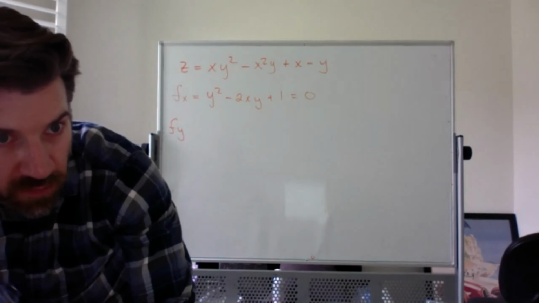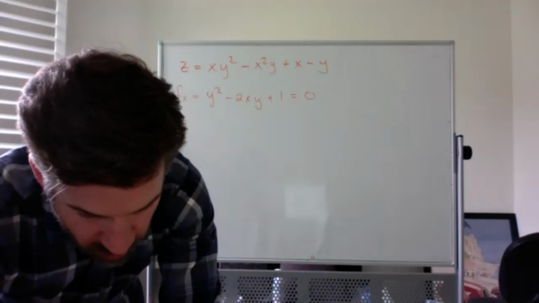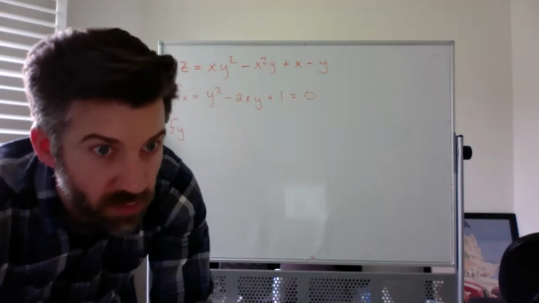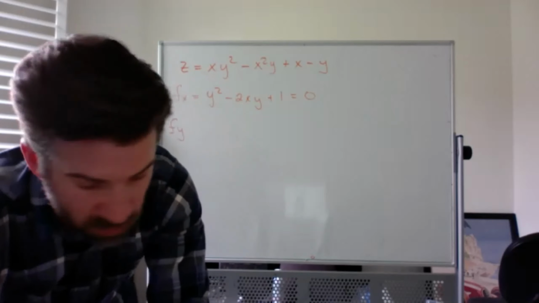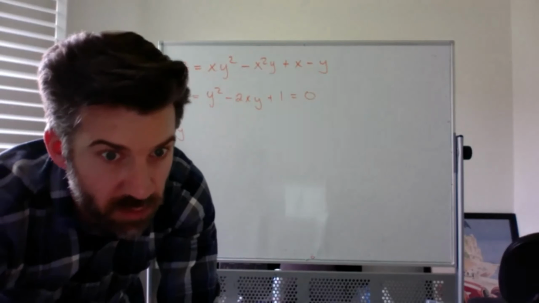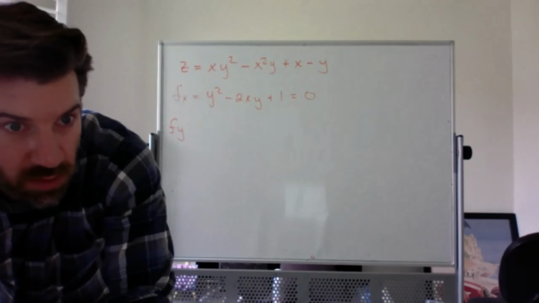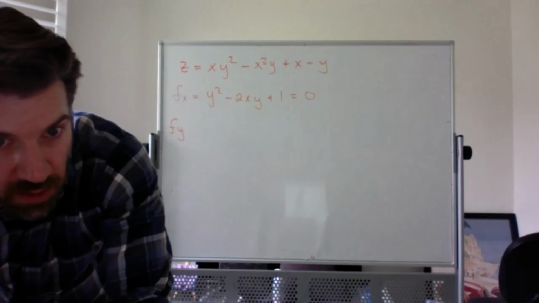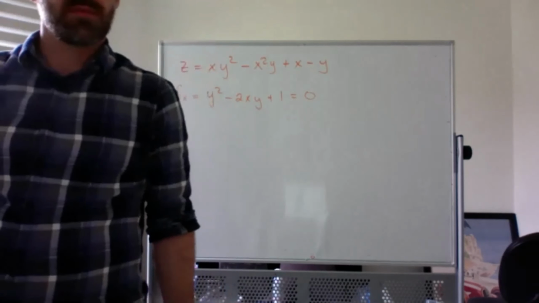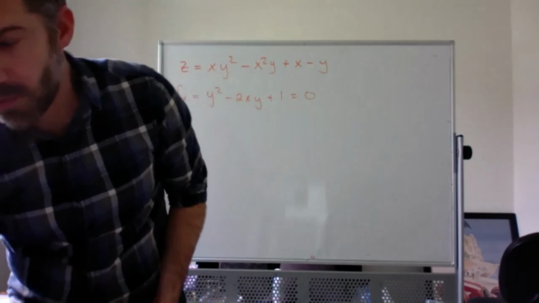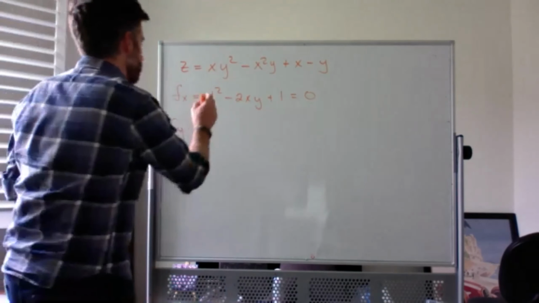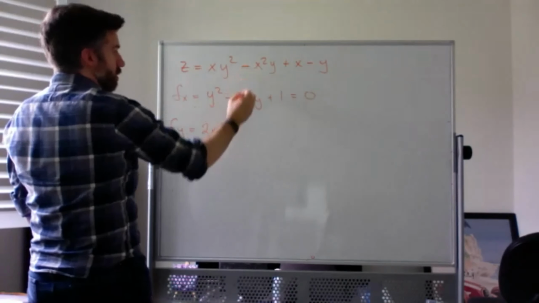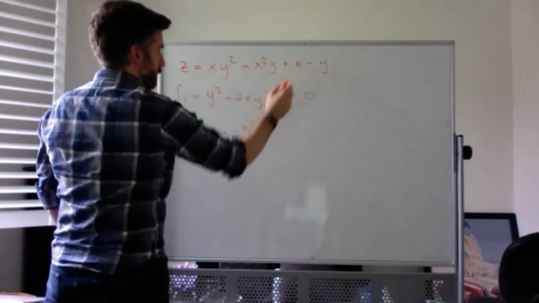So hopefully that's going well for you guys. Looking at the graph of this thing, it looks super neat. Hopefully you're finding this. Let's see, so the derivative with respect to y is going to be 2xy minus x squared minus 1.